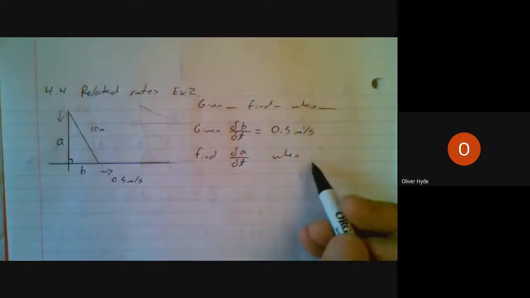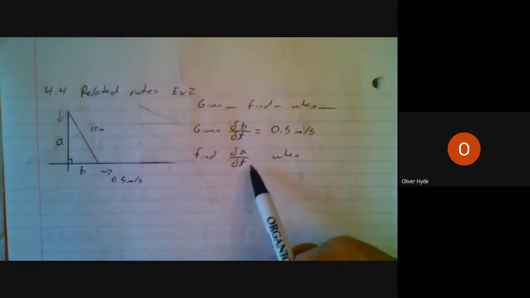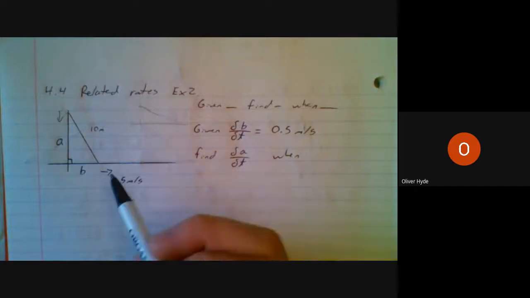The instant that I'm given here is more of a snapshot of the situation. I'm asked to find dA by dt when the foot of the ladder is 6 meters from the wall. So this is where I'll record my instant. But I'm not going to use that value first. I usually don't use that value until the very end.